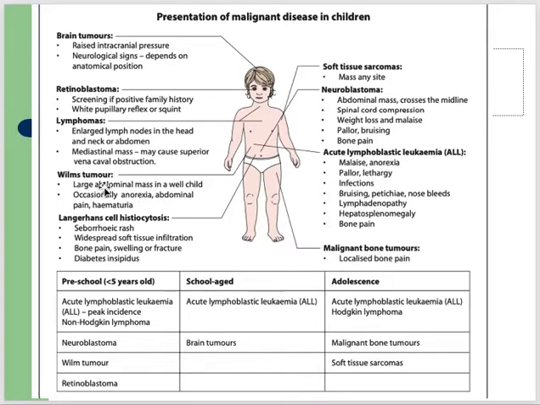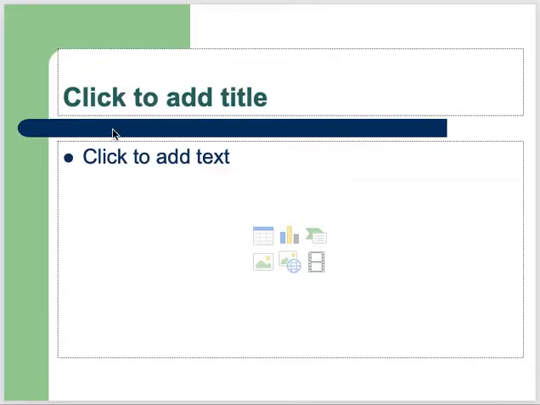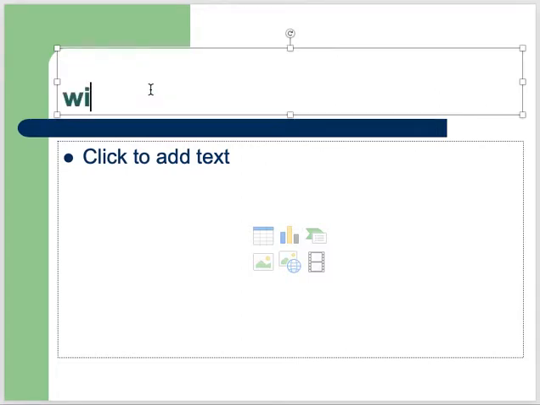One thing about Wilms tumor which I wanted to talk about here is Wilms tumor.